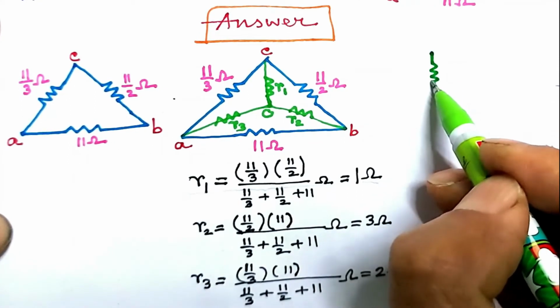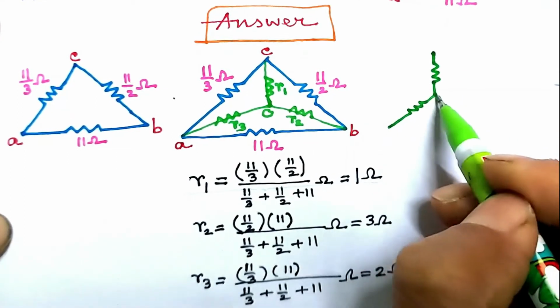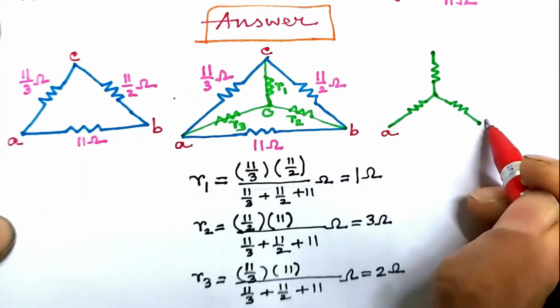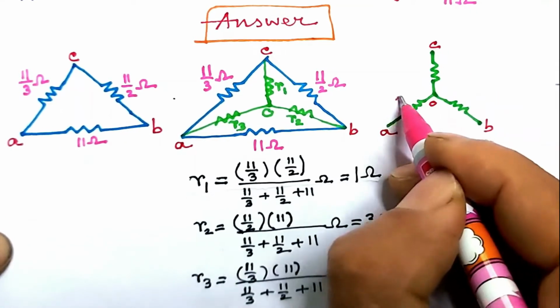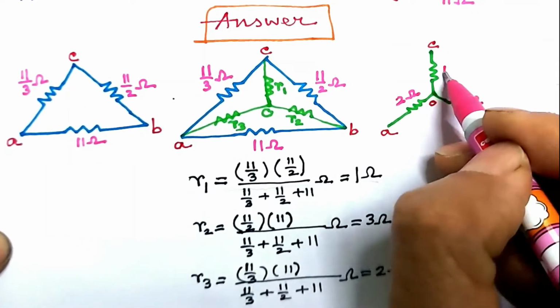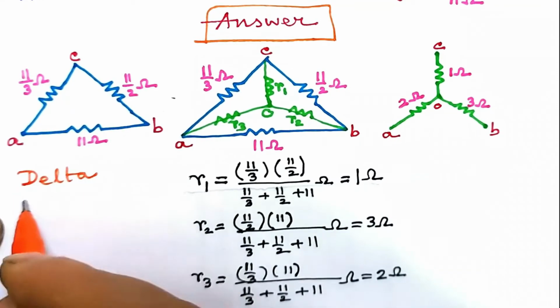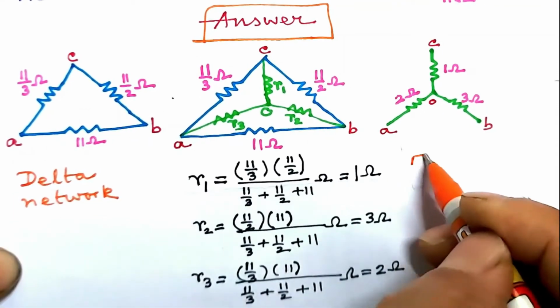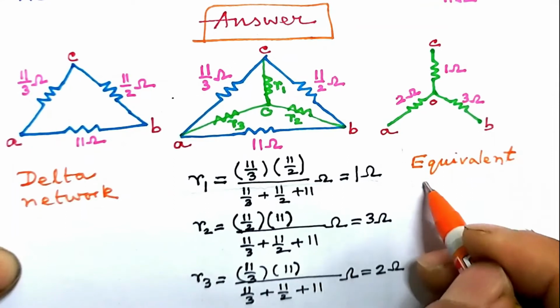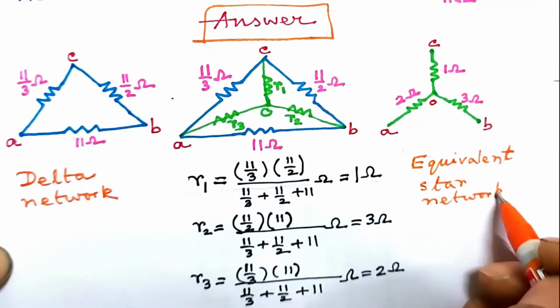We are thus in a position to draw the star network that we have built. Here it is. Put the resistances we have calculated. So this was the given delta network and this is the equivalent star network that we have created.